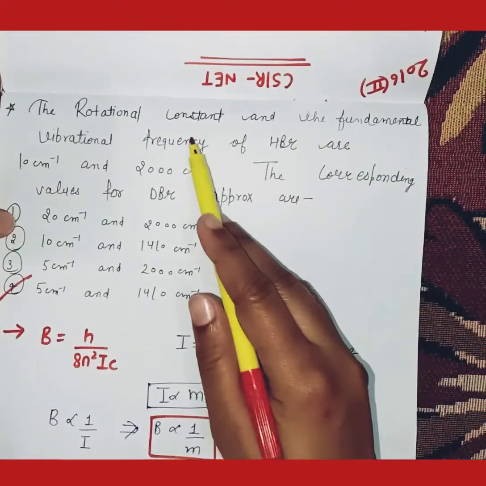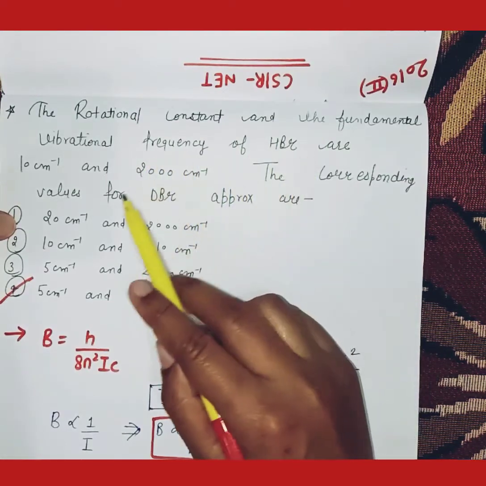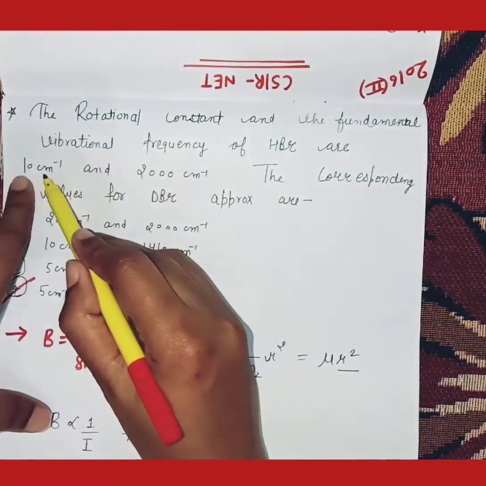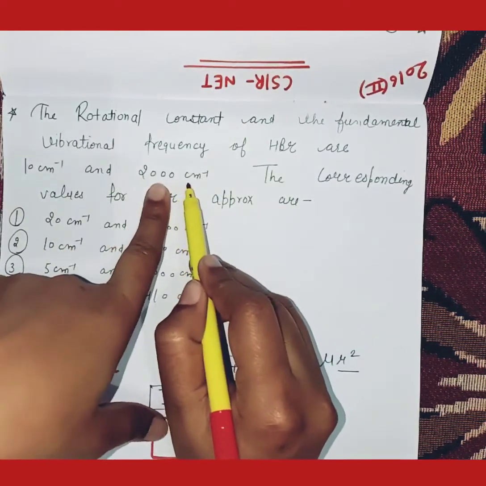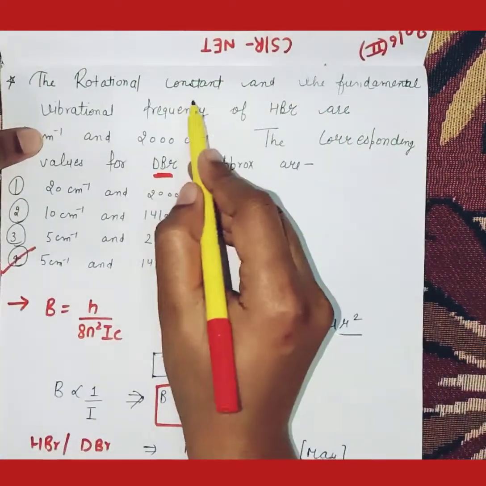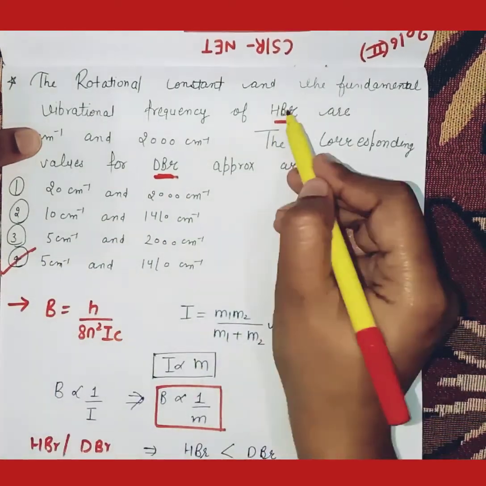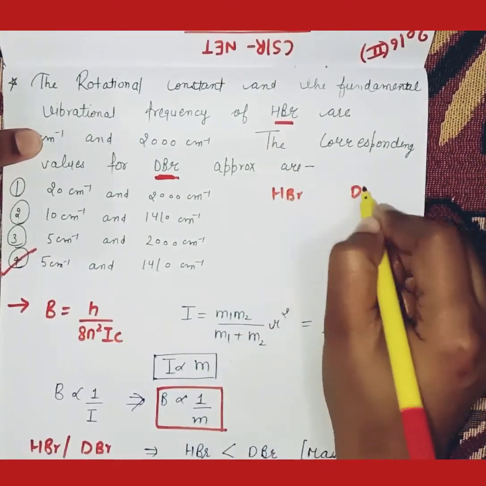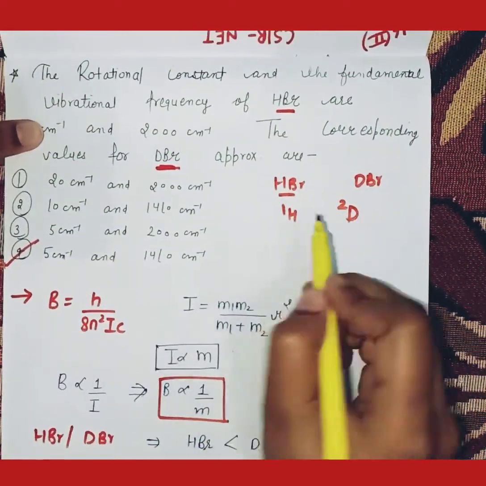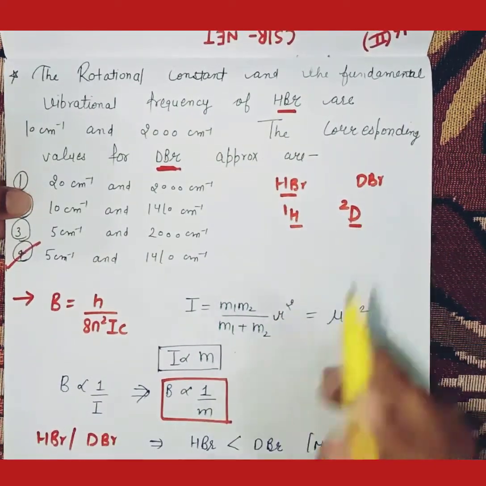Next question: the rotational constant and the fundamental vibrational frequency of HBr are 10 per centimeter and 2000 per centimeter. The first is the rotational constant and the second is the fundamental vibrational frequency. We have to find the corresponding values for DBr. What is the difference between HBr and DBr? One has mass number 1 and the other has mass number 2, since deuterium is the isotope of hydrogen. So the difference is only in the mass number.